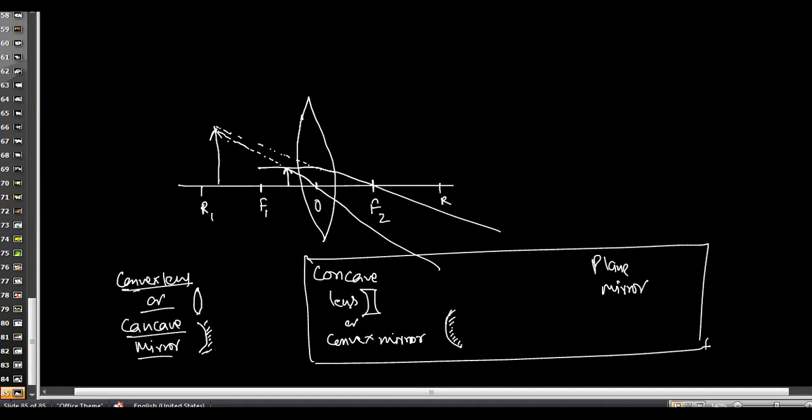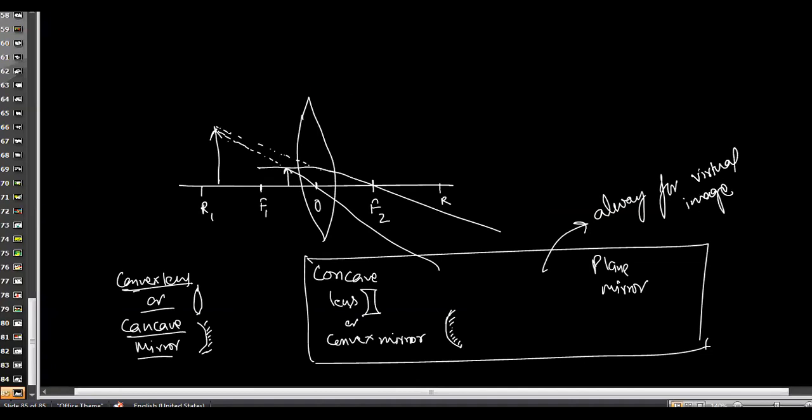This one and this one always form virtual image. Both of them always form virtual image, and diminished. Together they form the diminished image, and this plane mirror forms a same size image. Same size image, not diminished, not enlarged.